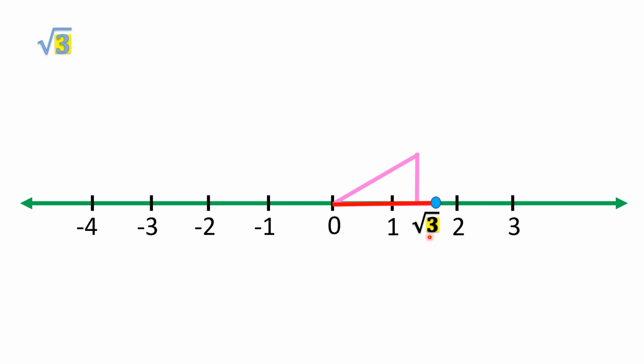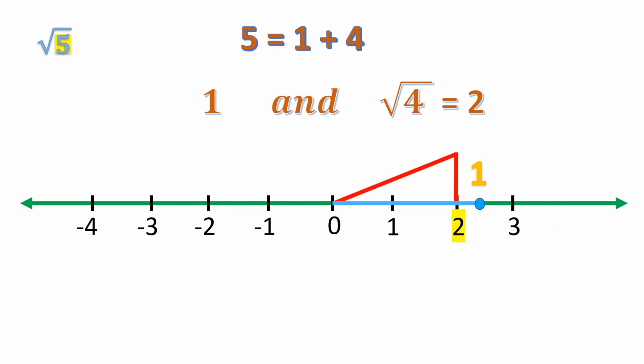Now let's look at another example, root 5. Let's revise. The first thing to do is to look inside the root. What is the number inside the root? It's 5. Then I take 5 and split it into two parts, such that one part should be 4. When I take 3, it should be 2. When I take 2, it should be 1. So likewise, when I take 5, it should be 4.